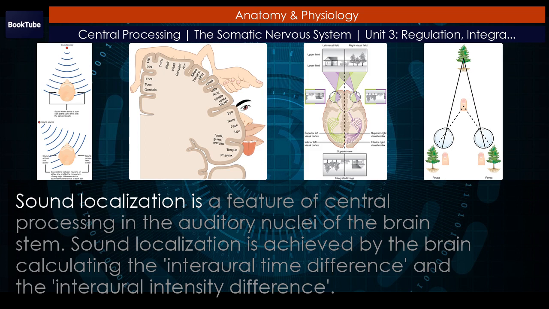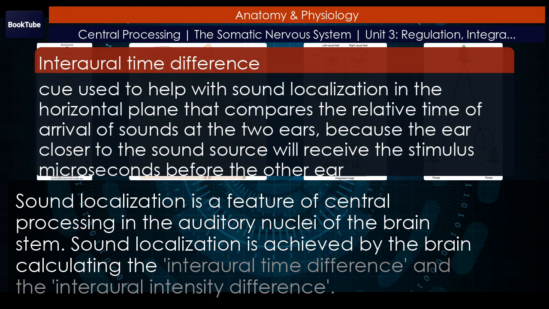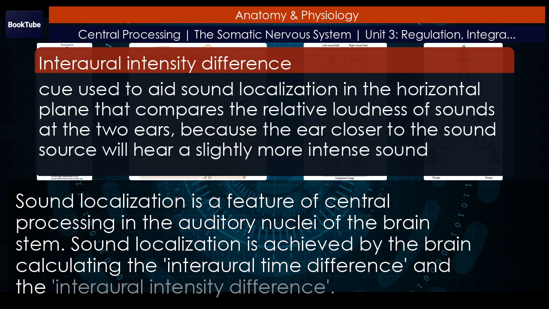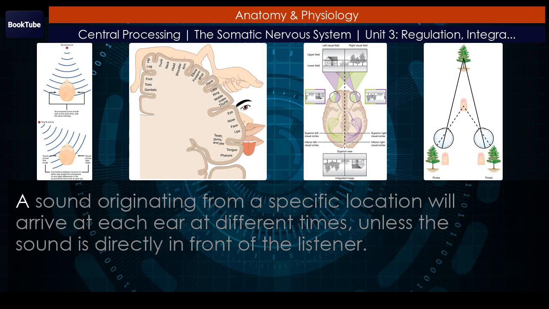Sound localization is a feature of central processing in the auditory nuclei of the brainstem. Sound localization is achieved by the brain calculating the interaural time difference and the interaural intensity difference. A sound originating from a specific location will arrive at each ear at different times, unless the sound is directly in front of the listener.